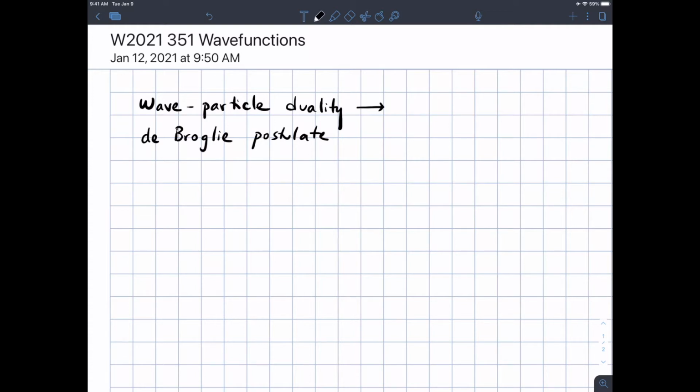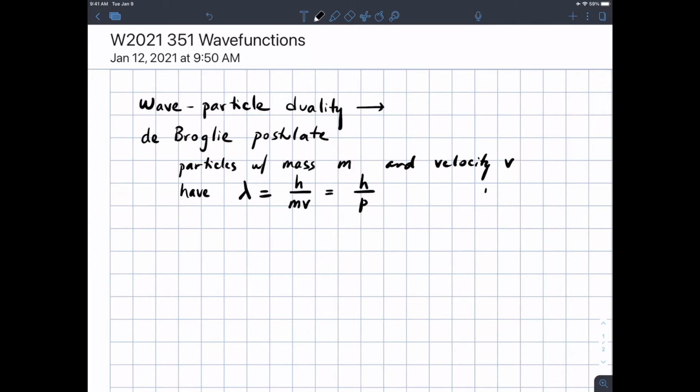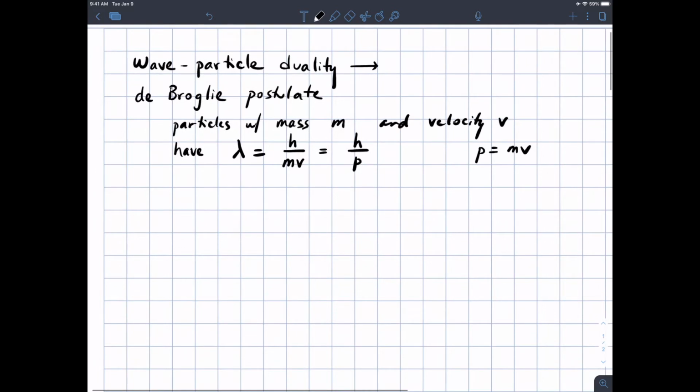I'm not necessarily interested that you know that, but you do need to know what the de Broglie hypothesis or the de Broglie postulate is. And that is that particles with mass m and velocity v have a wavelength that equals Planck's constant divided by mass times velocity, and based on the physics definition that momentum equals mass times velocity, the wavelength of a particle is equal to Planck's constant divided by momentum. And this is going to be important as we think about wave functions, just that there's a fundamental relationship between a particle's momentum and its wavelength.